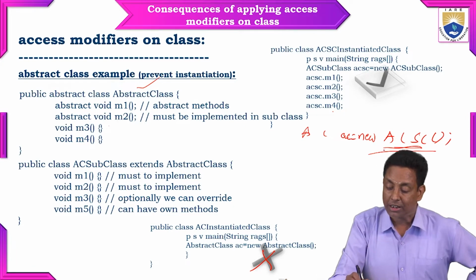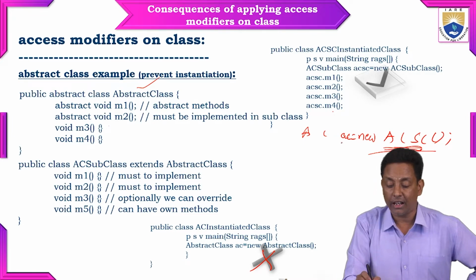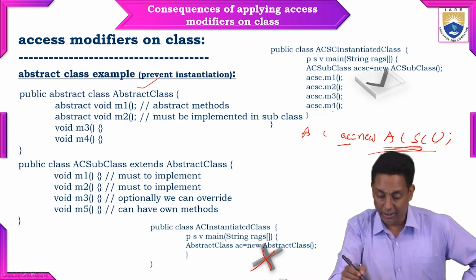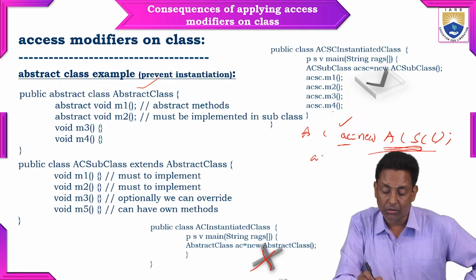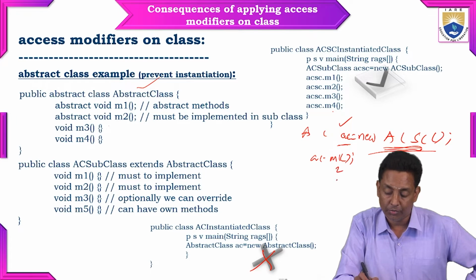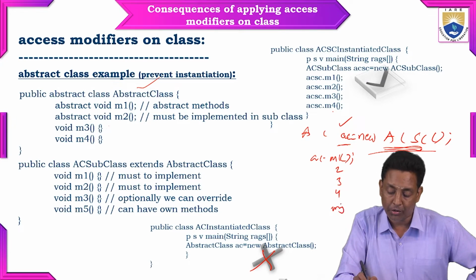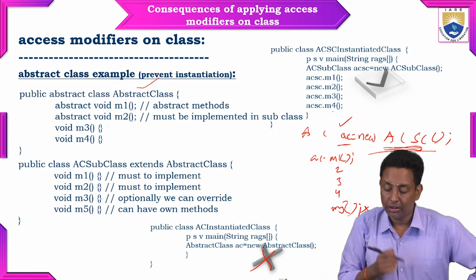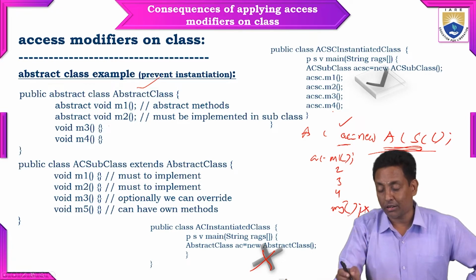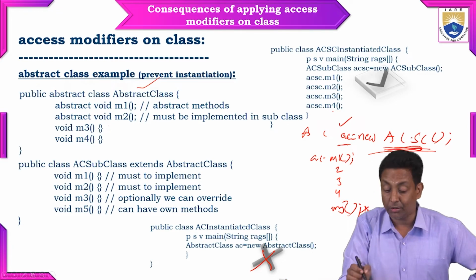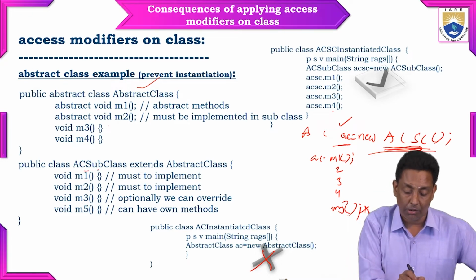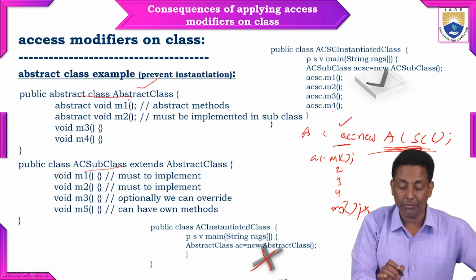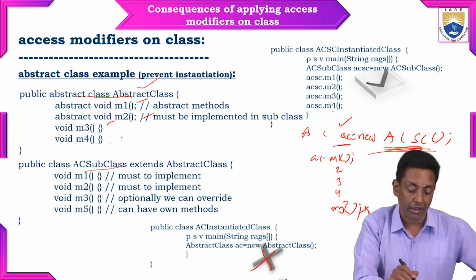Can you instantiate subclass and take its reference into superclass? It is valid. But with this reference, how many methods can we invoke? We can invoke only M1, M2, M3, M4, but not M5. Because if you create the subclass object and take the reference into superclass, only the methods that are commonly available in both subclass and superclass can be invoked. That is M1, M2, M3, M4.